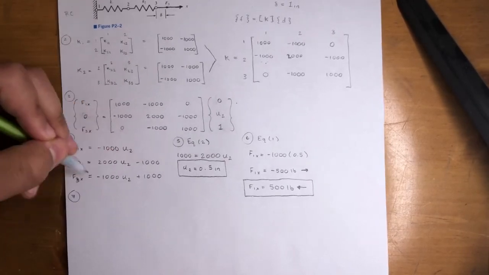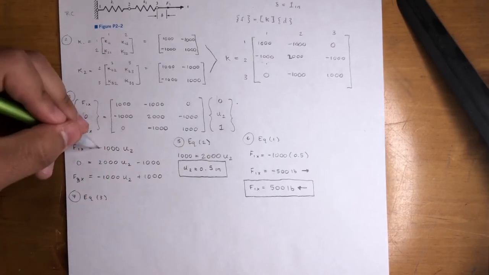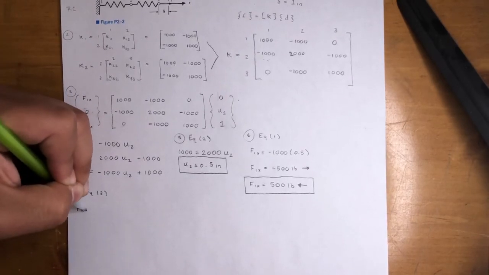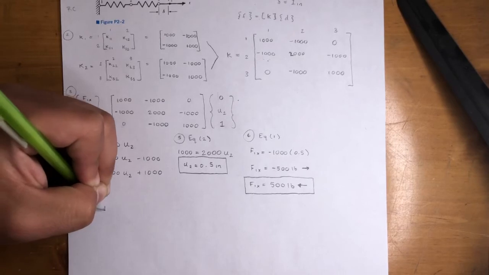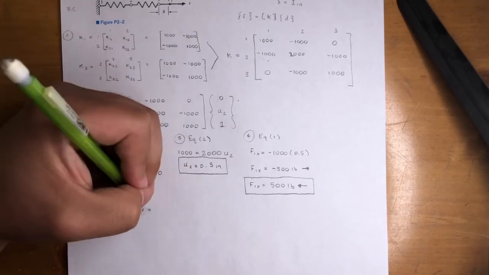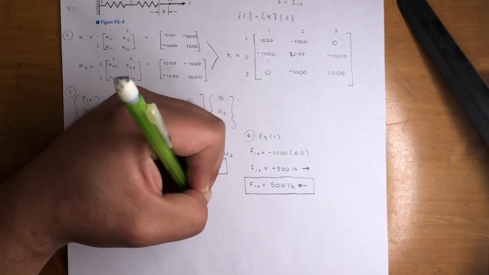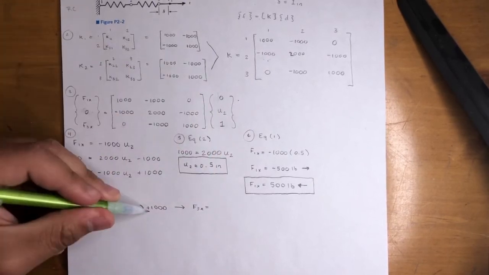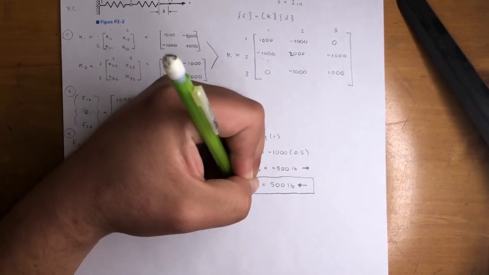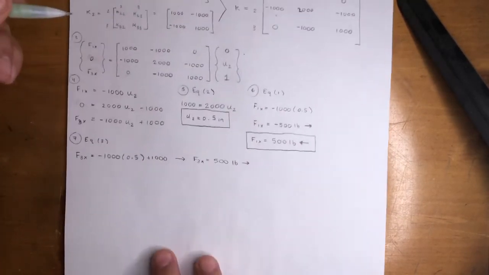Okay, so step 7, let's see, what could we do now? Oh, look, we also have U2, so we could just find F3x. So equation 3. And this is equation 1, 2, and 3, okay, just FYI. Equation 3, F3x is equal to negative 1,000 times 0.5, right, U2, plus 1,000. That means F3x is equal to negative 500 plus 1,000, that's 500 pounds. And that is, again, going that way. So any number you get, it's always this way because that's our orientation right here, right?